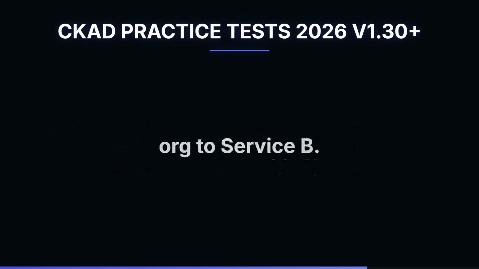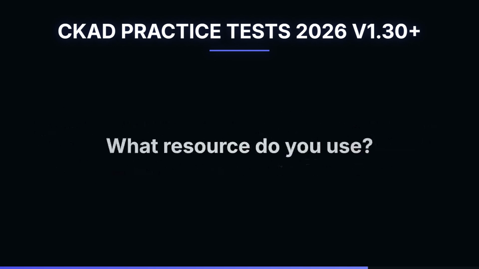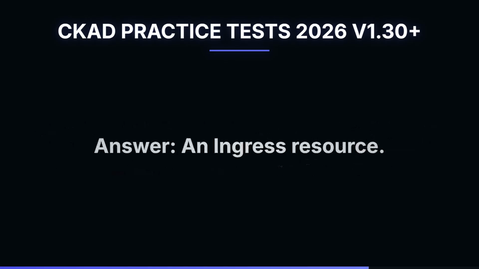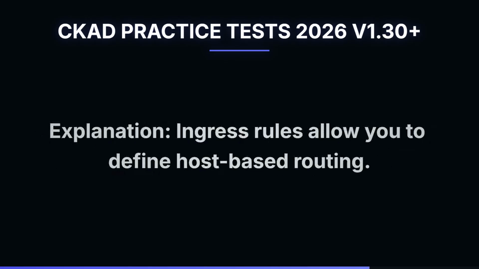Question 5. Route traffic for host A to service A and host B to service B. What resource do you use? Answer: an Ingress resource. Explanation: Ingress rules allow you to define host-based routing.